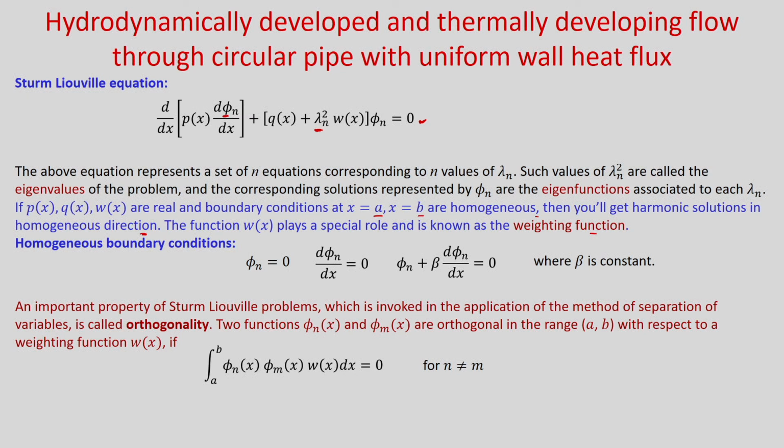One important property of this Sturm-Liouville equation is orthogonality. Two functions phi n and phi m are orthogonal to each other in the range a to b with respect to the weighting function w(x) if the integral from a to b of phi n phi m w dx equals 0 for n not equal to m. So, for n not equal to m this integral will be 0, and it will be used to find the constant when we use the separation of variables method.